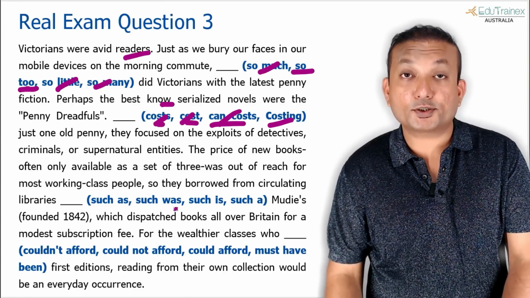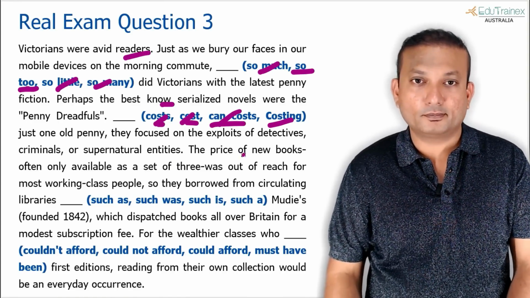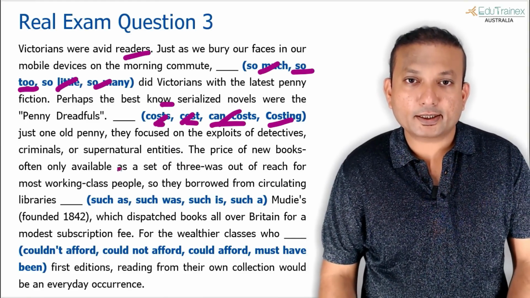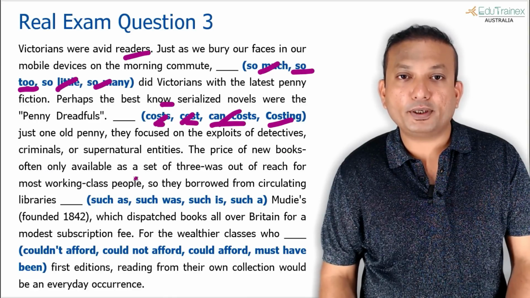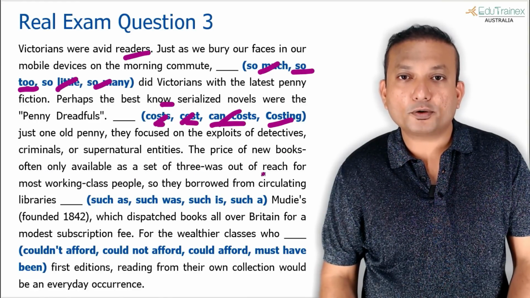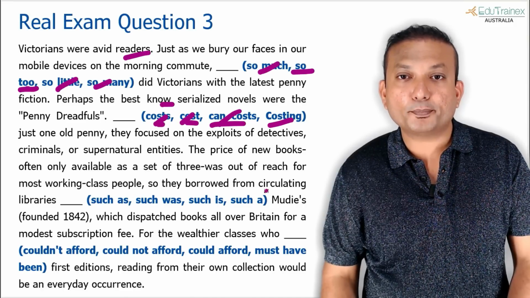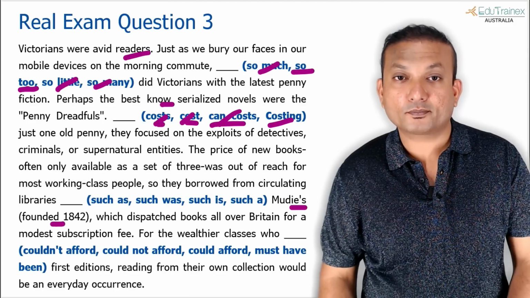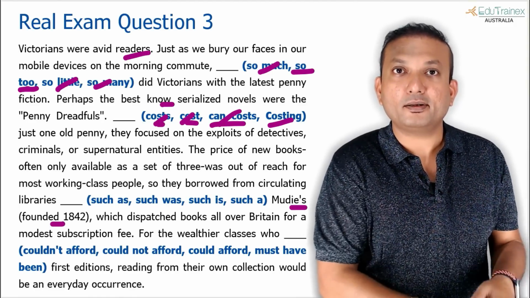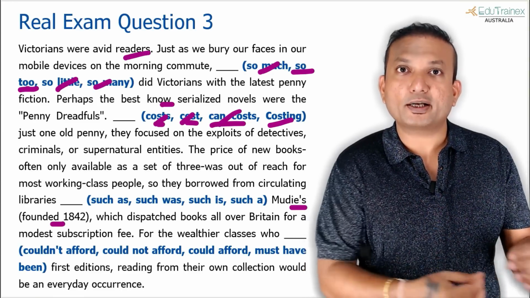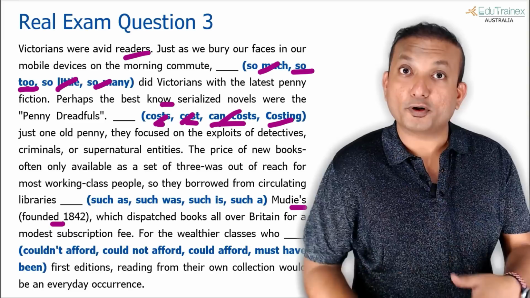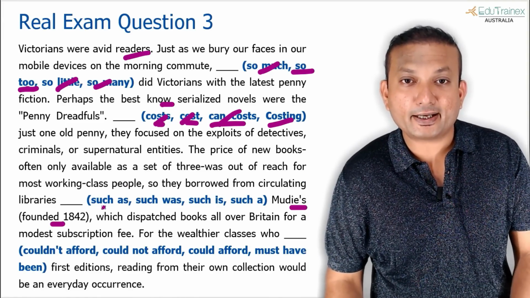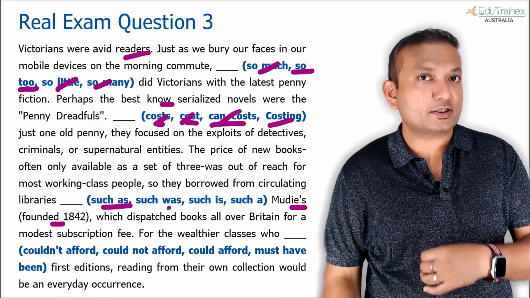Next one. Such as, such was, such is, such a. Now you have to use grammar as well as the usage of these words. Let's continue reading. The price of new books, often only available as a set of 3, was out of reach for most working class people, so they borrowed from circulating libraries, and then it gives the library's name. Libraries, for example, Mudie's. So what are we saying? Such as, for example, that's how we extend the sentence, right?